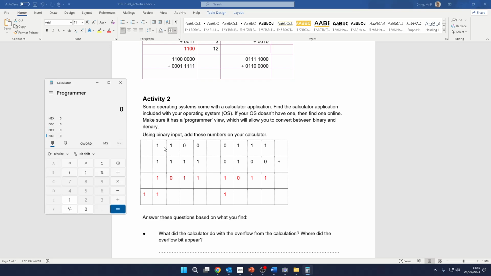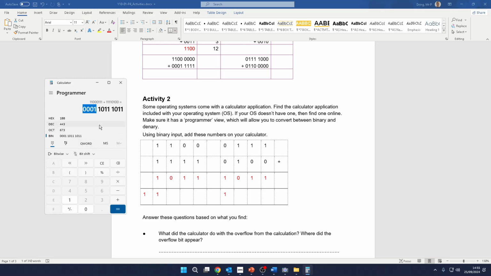So let's add the numbers in. 11000111 plus 11110100 equals. So this has put it in to have an extra 4 bits to store it.